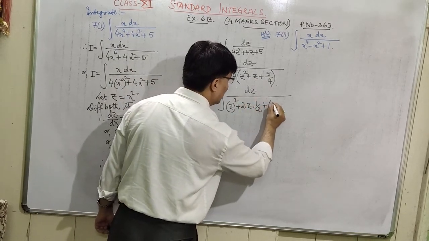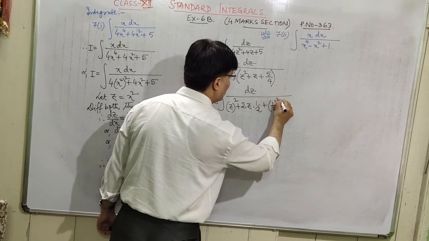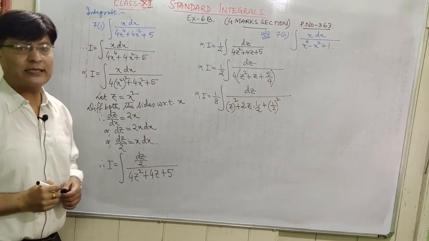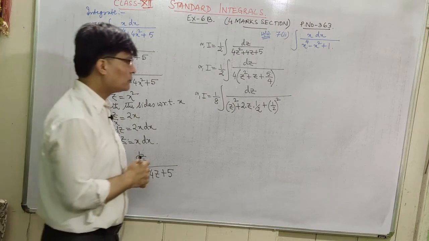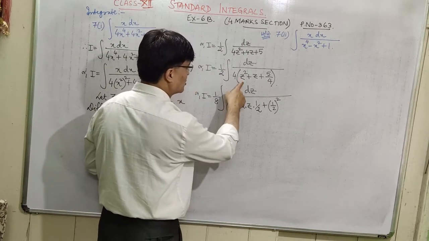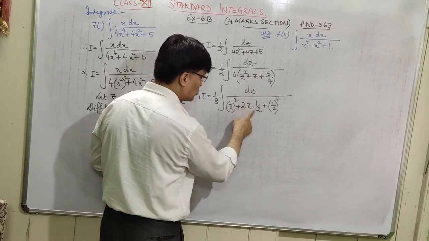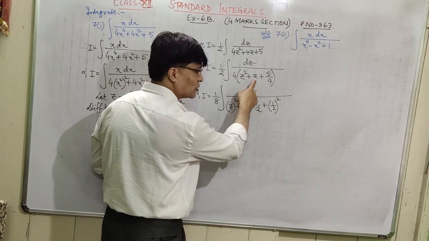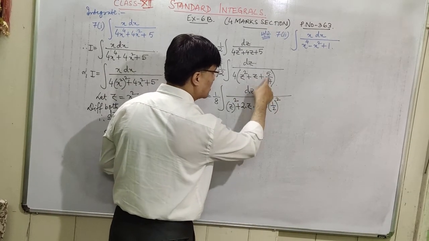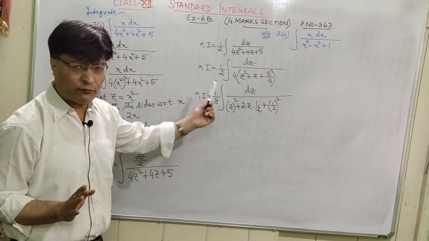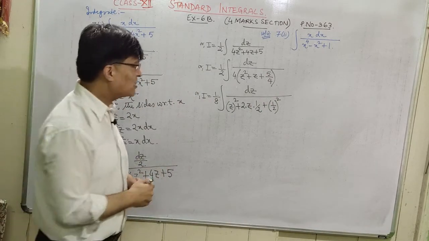What is b whole square? This is half whole square. Is that clear to all of you? So this is z square, this is also z square, that is correct. 2 gets cancelled, it is z, that is also z. But it is 1/4. Is there 1/4? No, we don't have 1/4 out there. You have to cancel it.